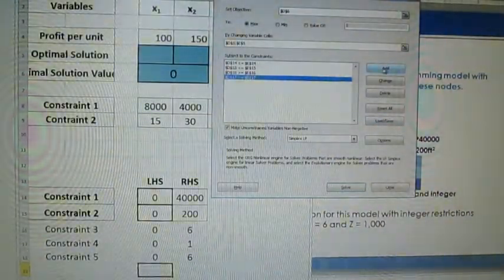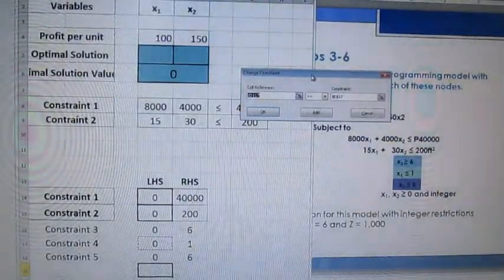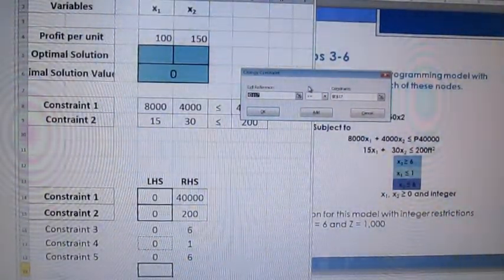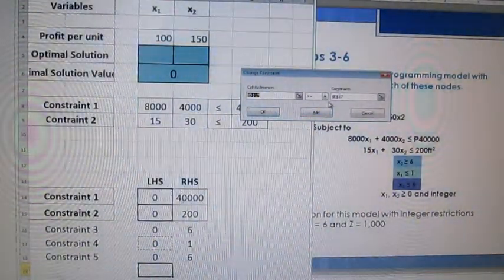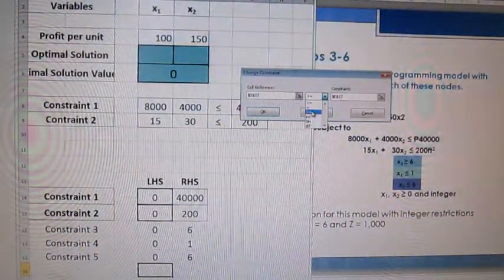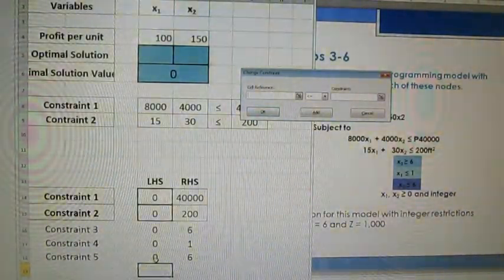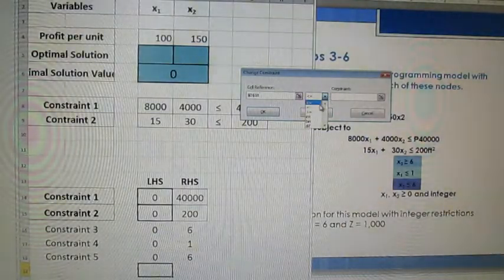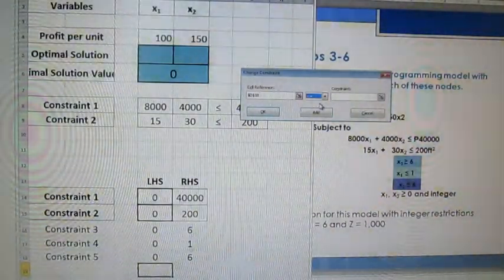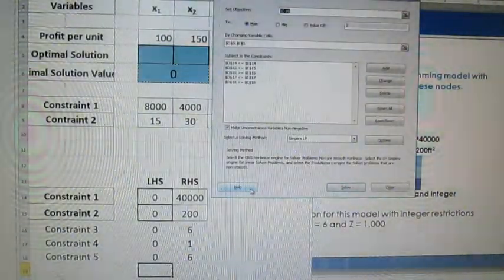Tatanggalin natin yung fourth constraint kanina kasi galing yon sa node 5 and nagbabranch tayo sa node 4. So, constraint 4 must be less than or equal to 1 dun sa right-hand side. Add. Tapos, constraint 5, left-hand side of constraint 5 must be less than or equal to the right-hand side. Okay. And then, we're going to solve.